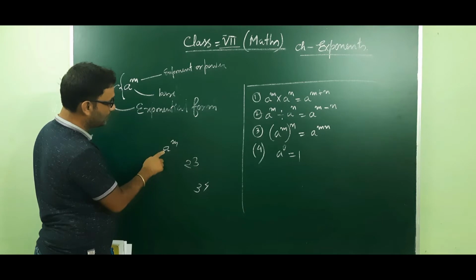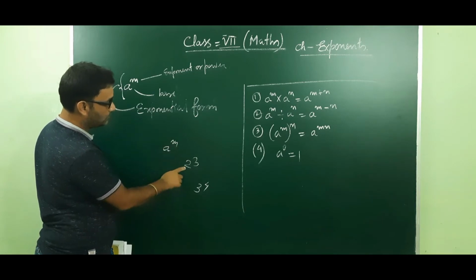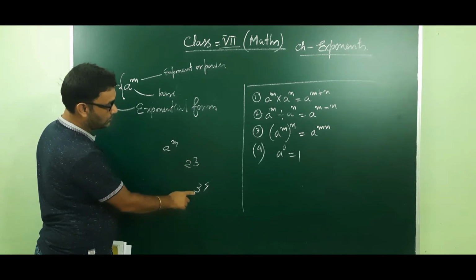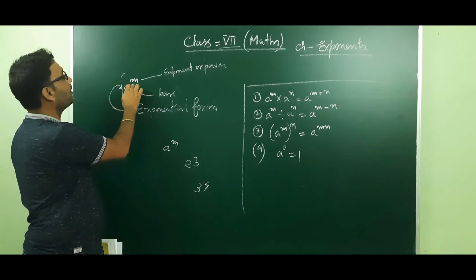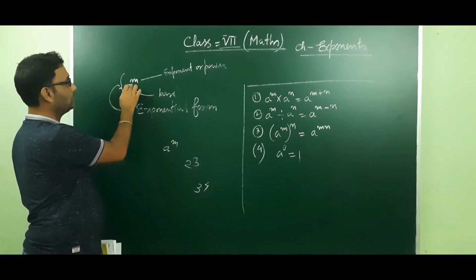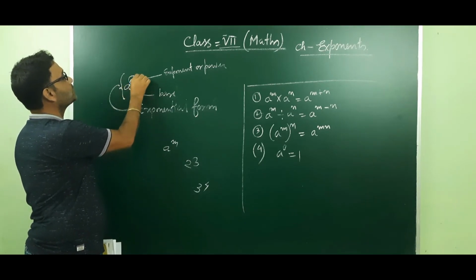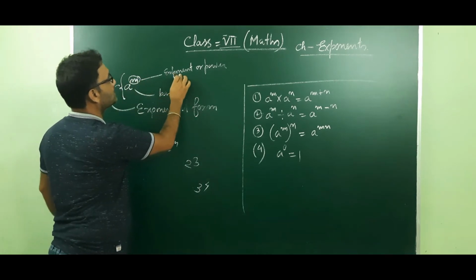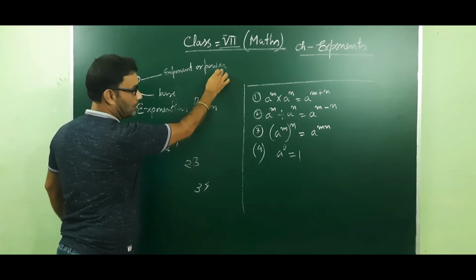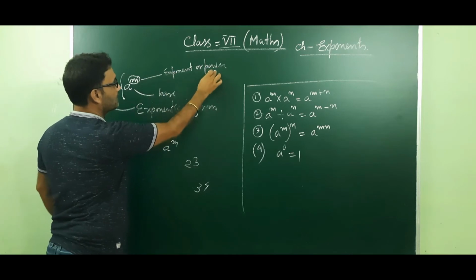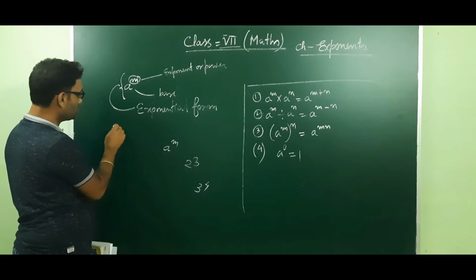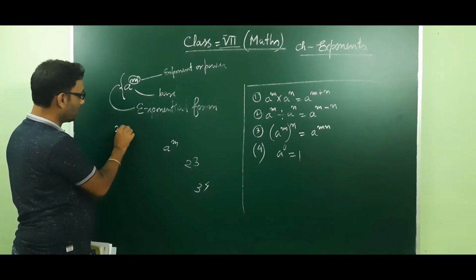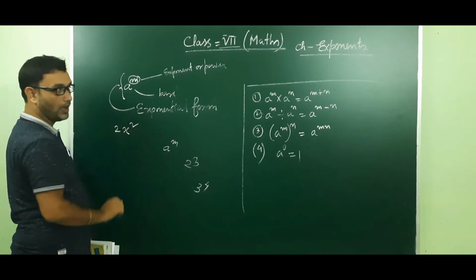First of all, you pronounce a to the power m. This one you pronounce 2 cube or 2 to the power 3. This one you pronounce 3 to the power 4. Now you see, here I have written a to the power m. This m is the exponent, or you can say power. And this a is your base.